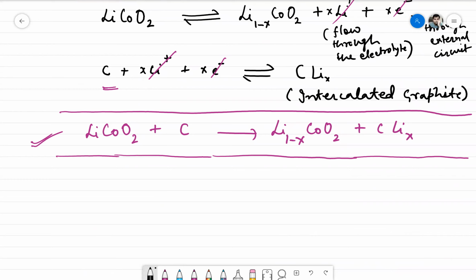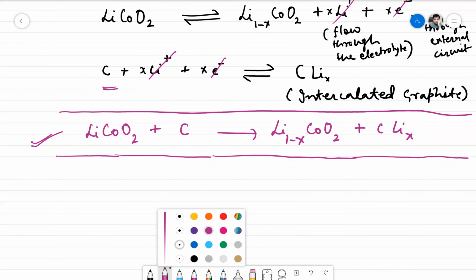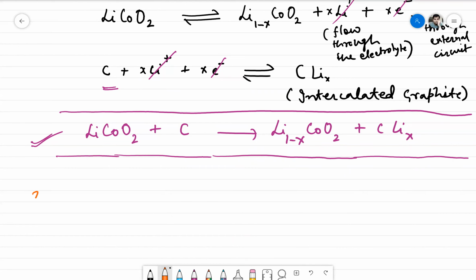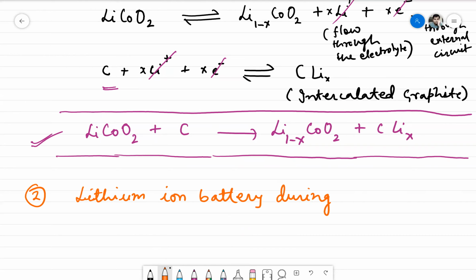How does the second, lithium ion battery, work during discharging? So during discharging, the reverse reaction takes place.